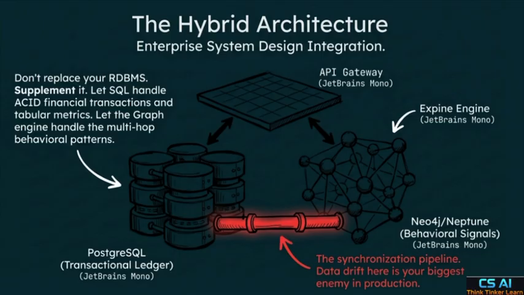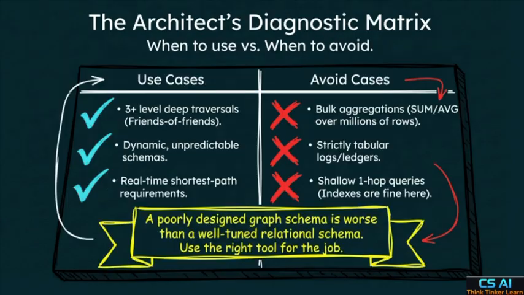In an enterprise environment, we use a hybrid architecture. Don't replace your RDBMS, supplement it. Let SQL handle your asset, financial transaction, and tabular metrics. Let the graph engine handle the multi-hop behavioral signal. The critical path here is the synchronization pipeline. Data drift between your SQL ledger and your graph signal is your biggest enemy in production. You need a robust event-driven strategy to keep them in sync.